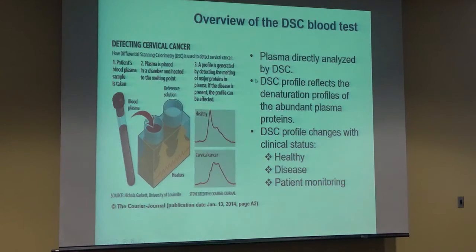Okay, so how does the DSC produce the data? In this case, here's a diagram. This one I got from Dr. Nicola Garbett. She runs this lab and she generates the data set. So the patient's blood plasma sample is taken here, and then the plasma is placed in a chamber that is heated to the melting point. So you put it here and you heat it. For the healthy, it gives you one pattern, and for the cervical cancer, it gives you another pattern. This could be cervical cancer or another group. So this gives you these two different patterns.